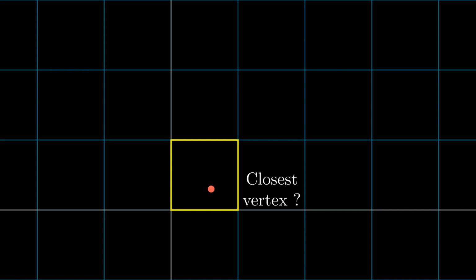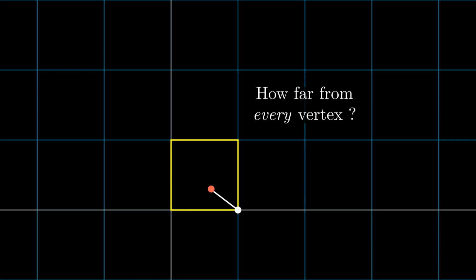Consider a unit square sitting in a regular number plane. Then consider a point inside that square, and I'll ask you, what's the vertex of the square closest to that point? It's plain to see when it's drawn on screen, it's right here. Now I'll ask a more complicated question. What's the furthest a point inside the square can be from every vertex?